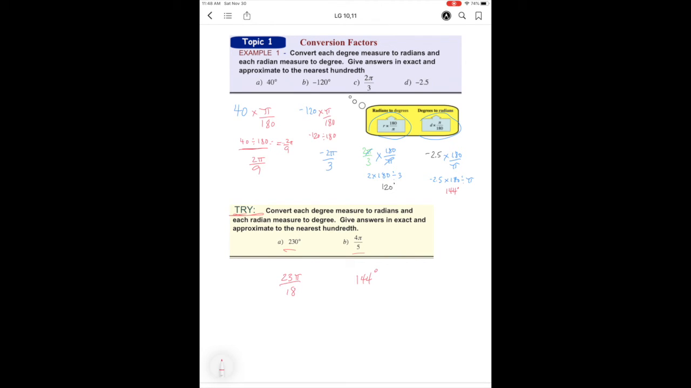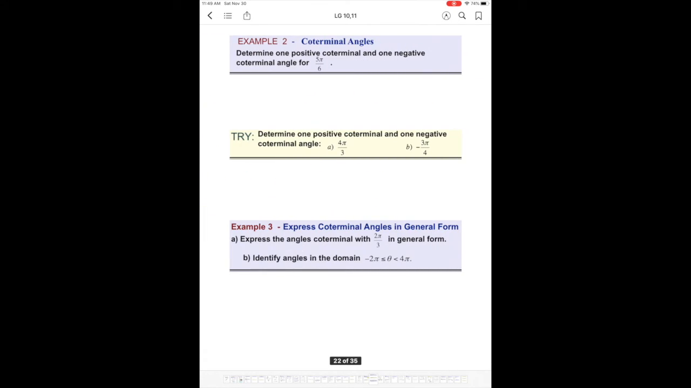All right, I just noticed I made a mistake up here. This one should be 143.24. My mistake. I was just looking at the different question there. And the two on the bottom, the tries, are these guys. All right, so let's move on.